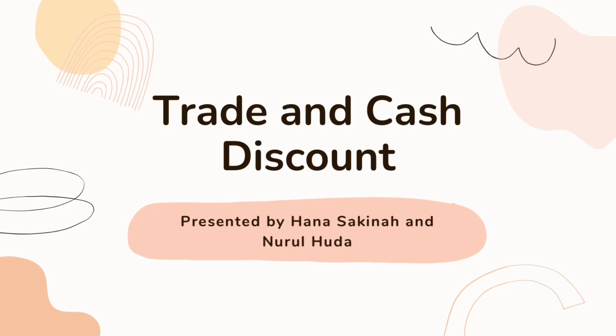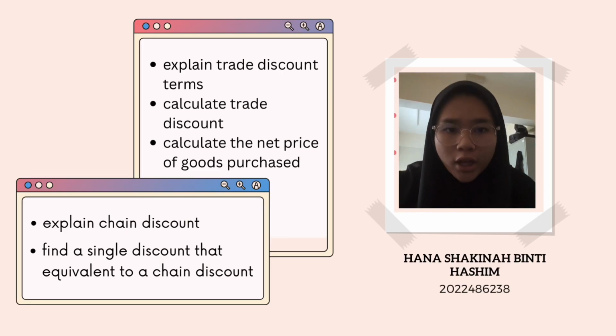Now let's continue to trade and cash discount. So today I'll explain how to calculate trade discount and the net price of goods purchased. After that, I will explain chain discount and find a single discount equivalent to a chain discount.